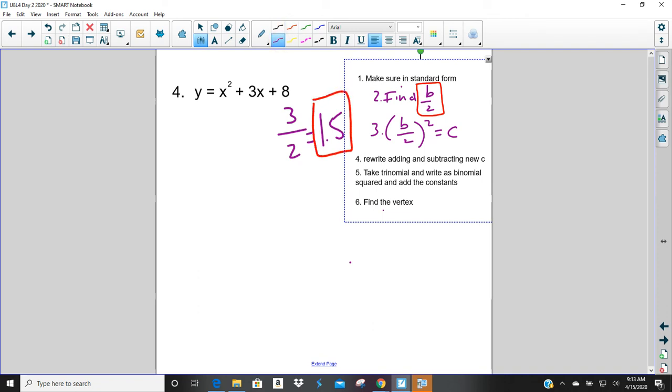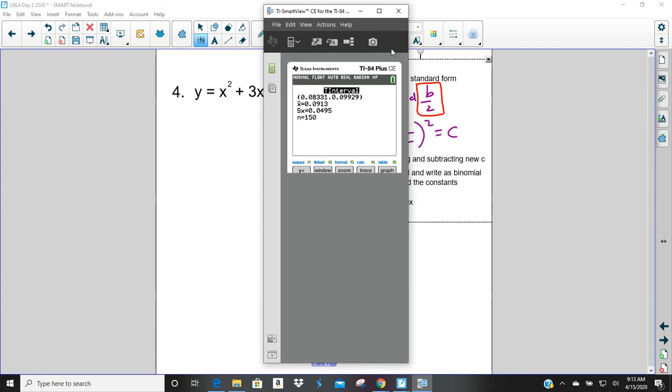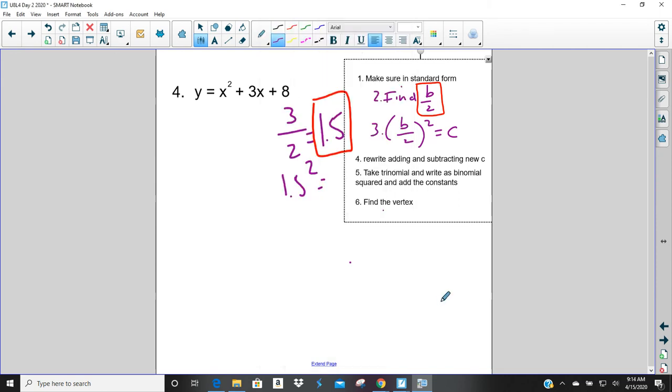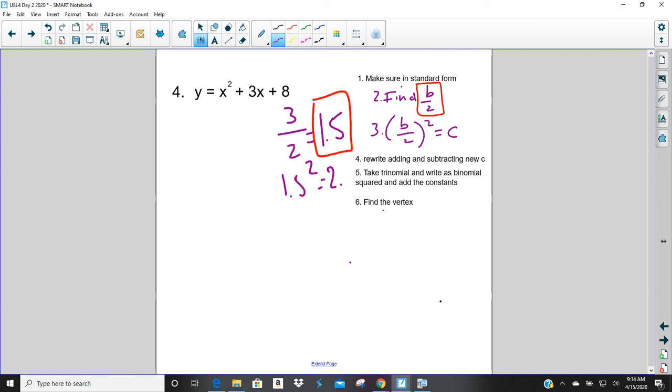What am I going to do now? I'm going to take the 1.5 and I'm going to square it. I'm going to go to my calculator. What happened to my screen? Let's see if I can get my screen up here. There we go. Clear. 1.5 squared is 2.25. So I'm going to write 2.25. I don't need you to write it as a fraction. If you want to, you can. You have your calculator, use it. So 2.25, now what am I going to do?